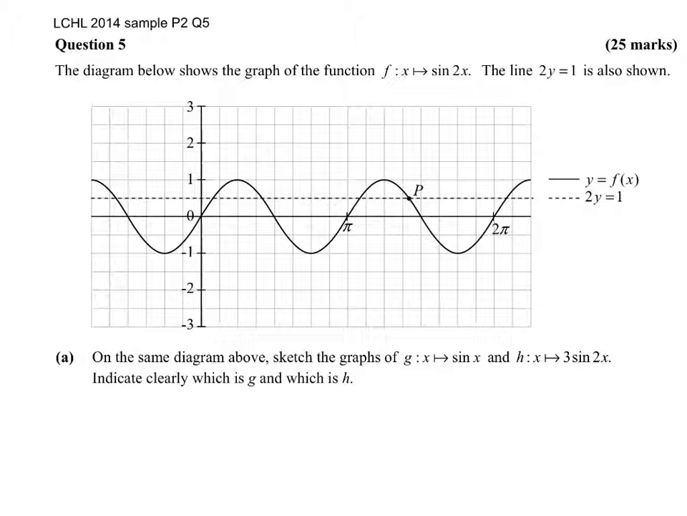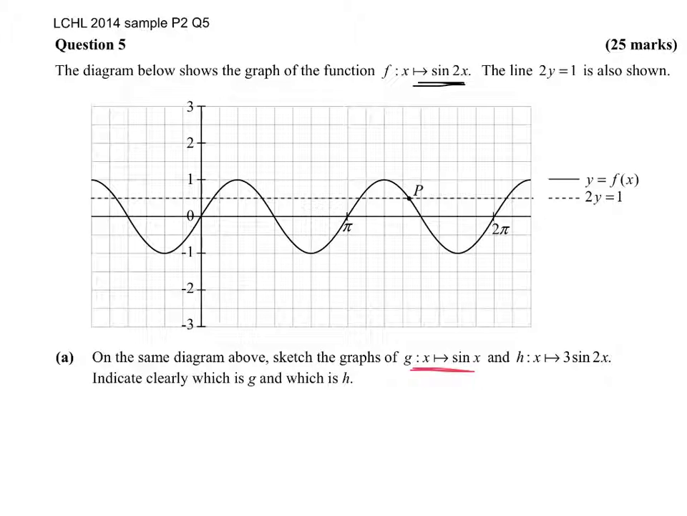Leaving Cert Higher Level 2014, Sample Paper 2, Question 5. This is a trigonometry question where you're needing to know and understand the concept of a sine wave. We have a sine of 2x drawn on a coordinate grid, and we're asked to first of all be able to sketch the curve for just basic sine x.